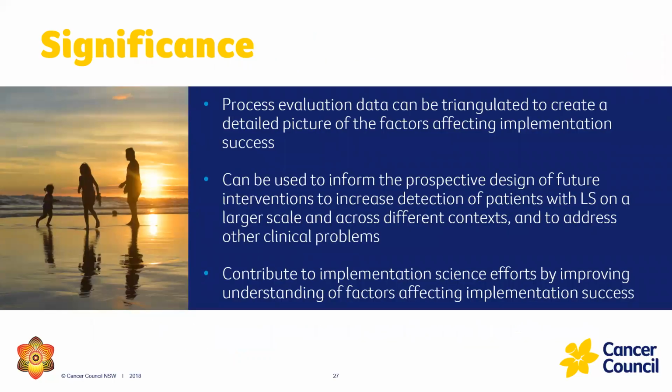And so in summary, all of these different pieces of process evaluation data can be triangulated to create a detailed picture of the factors affecting implementation success. And this information can be used to inform the design of future interventions to improve Lynch syndrome detection on a much larger scale and also across different contexts, but also to address other clinical problems. And so by capturing all of this information, we're also contributing to implementation science efforts more broadly by improving understanding of the factors affecting implementation success.